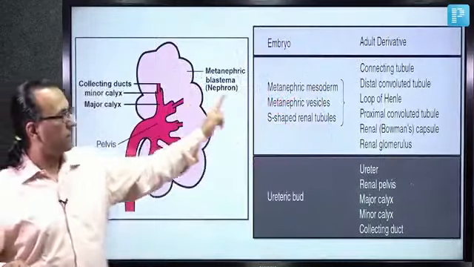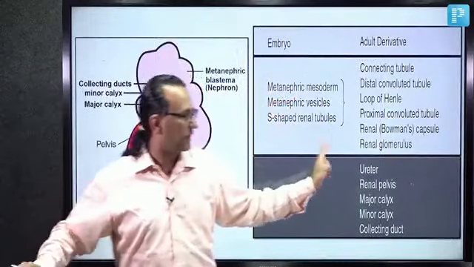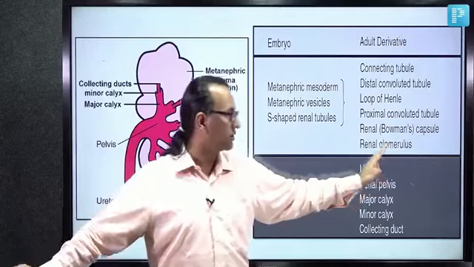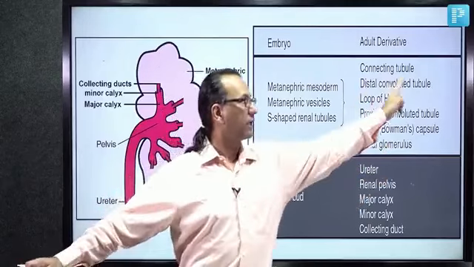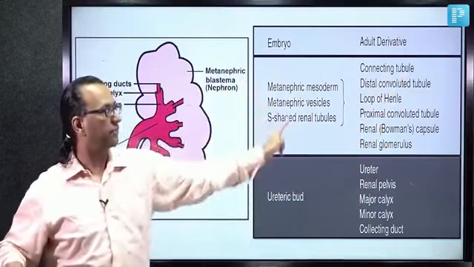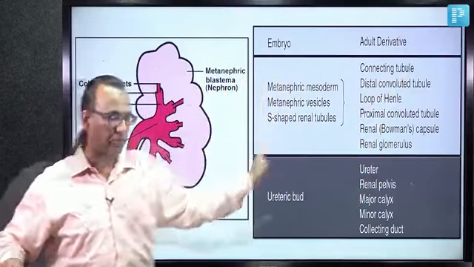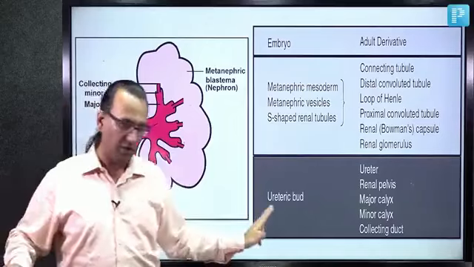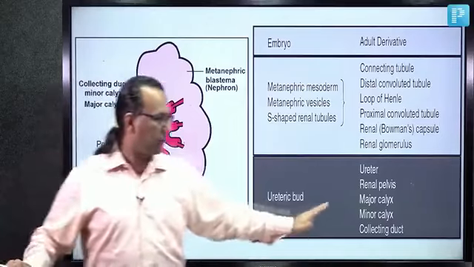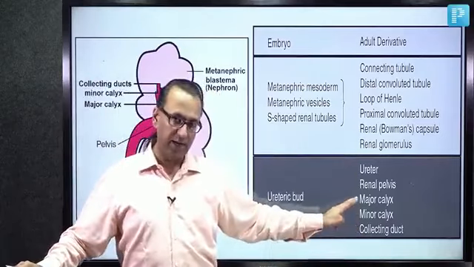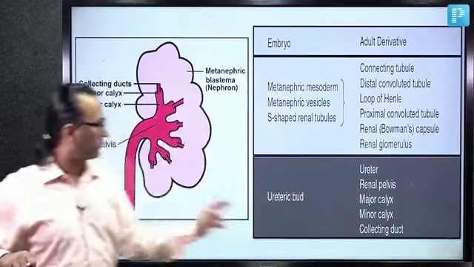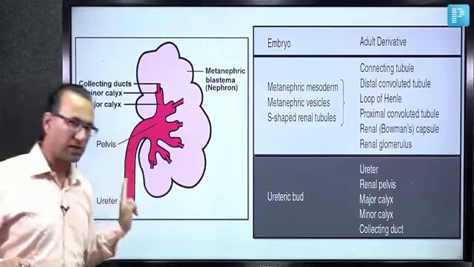So here the metanephric blastema would have formed the nephron, which contains the renal glomerulus and also the Bowman's capsule, PCT, DCT, loop of Henle, as well as the connecting tubule, all coming from metanephric blastema. When it comes to mesonephros or the mesonephric duct, the ureteric bud was given, and it will be forming the 5 derivatives, which we already have mentioned: the collecting duct, minor, major calyx, and the renal pelvis, and the ureter, which we have seen in the diagram as well.